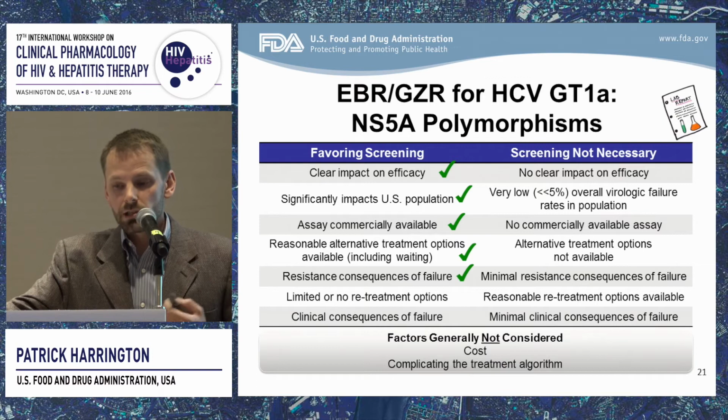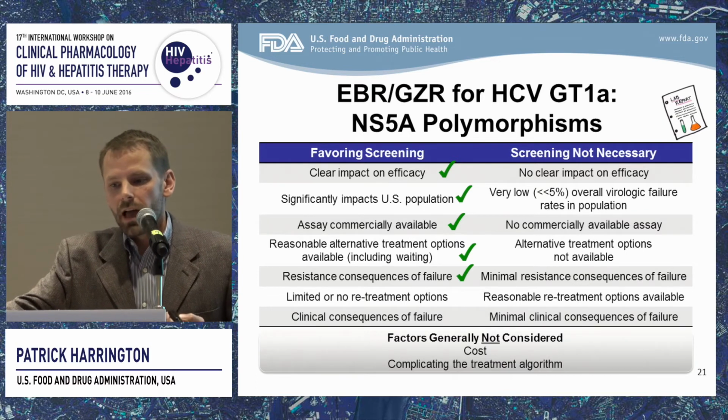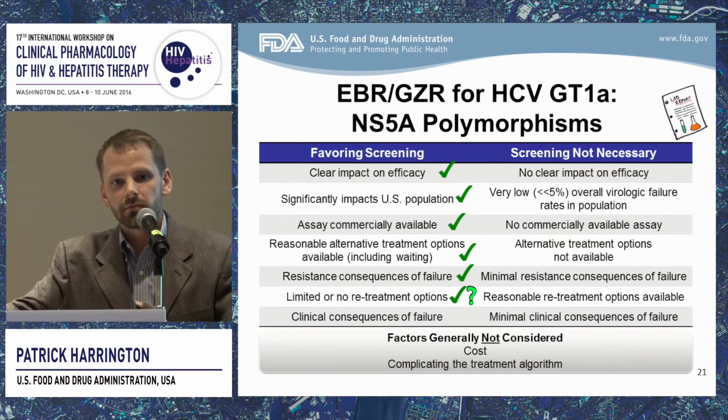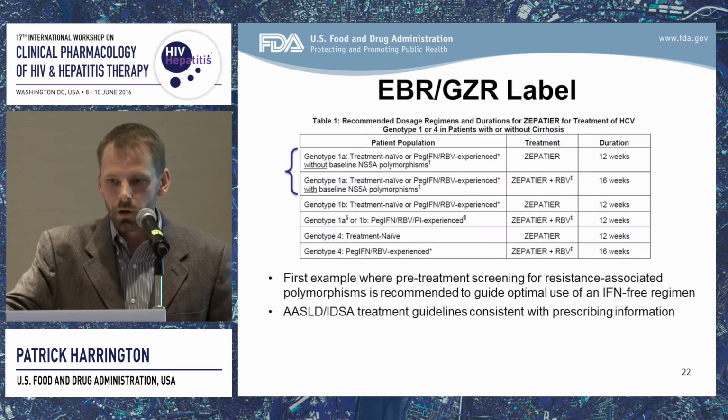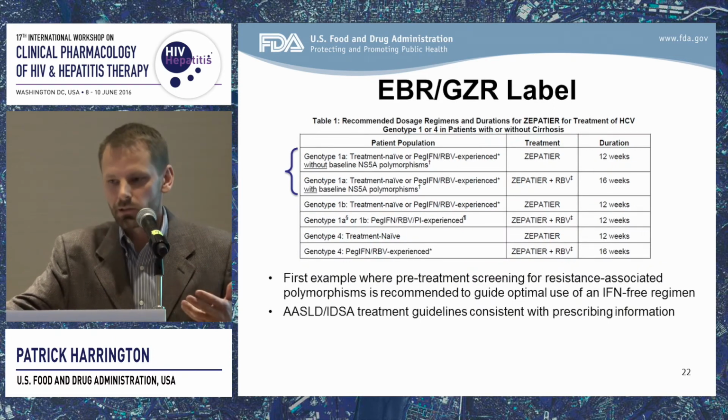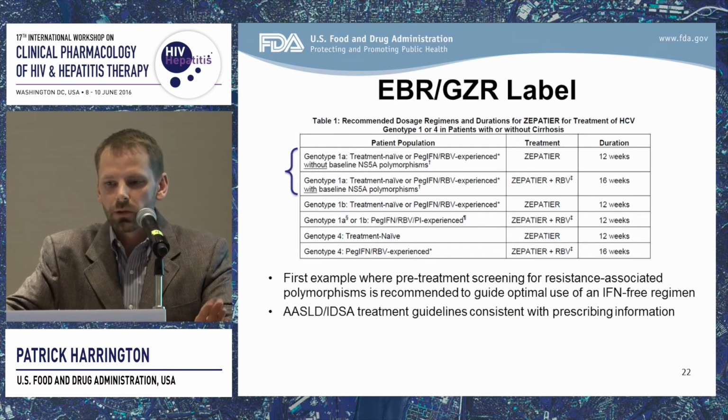There were potential resistance consequences of failure, and the retreatment options probably depended on the individual patient and what kind of resistant variants they developed as a result of treatment failure. But certainly the currently available DAAs were probably not ideal for everybody, and then the clinical consequences of failure, again, probably just depended on the individual patient. So we had a challenging regulatory decision to make here, and this is ultimately what the label looks like, what we agreed with the sponsor on for language regarding the screening for NS5A polymorphisms.